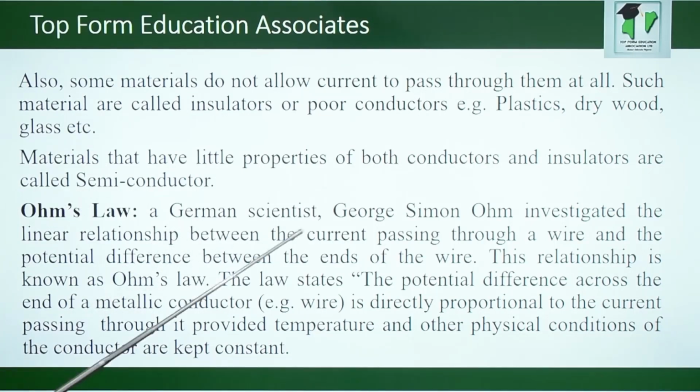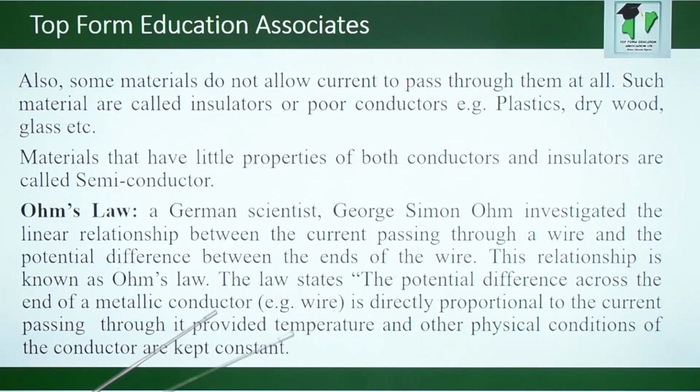A German scientist, George Ohm, investigated the linear relationship between current passing through a wire and the potential difference between the ends of the wire. He was able to find out how the current passing through a wire is related to the potential difference between the ends of the wire. This relationship is known as Ohm's law.